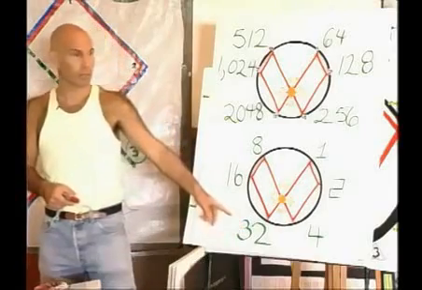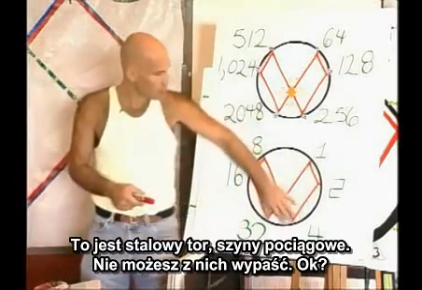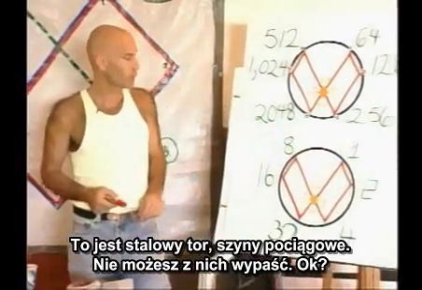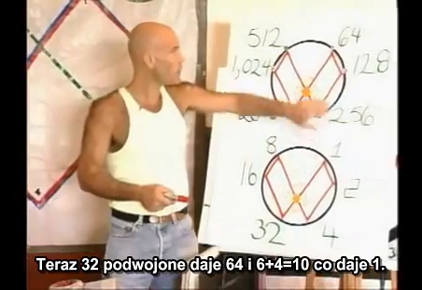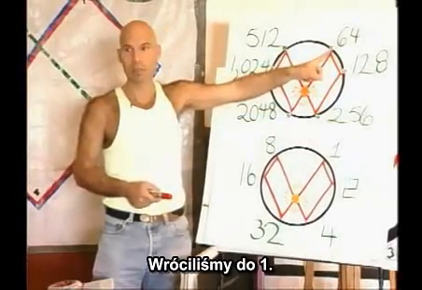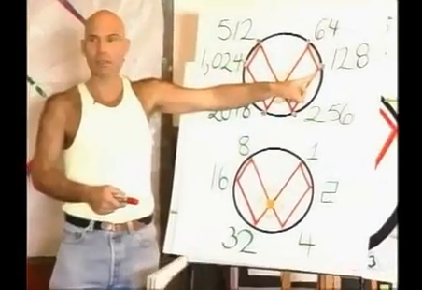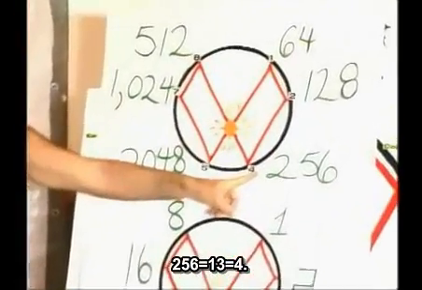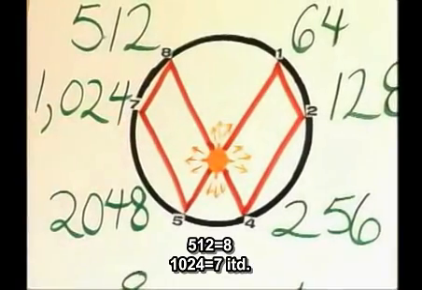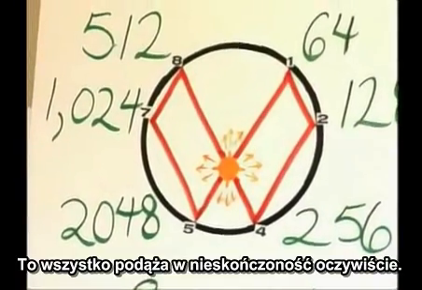Everyone following that? This is a steel rail. You must stay on it. It's a train track. You can't go off it. Okay? Now 32 doubled is 64. And 6 and 4 is 10, which is 1. Back to 1. 128, 11, 2. 256, 13, 4. 512, 8. 1024, 7. Etc. It'll go on infinitely, of course.